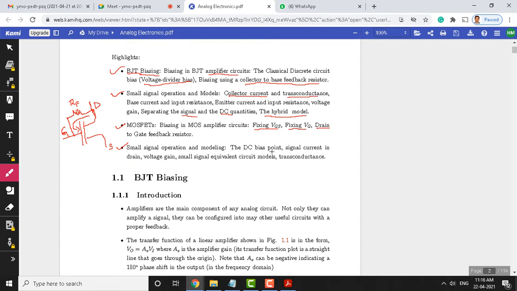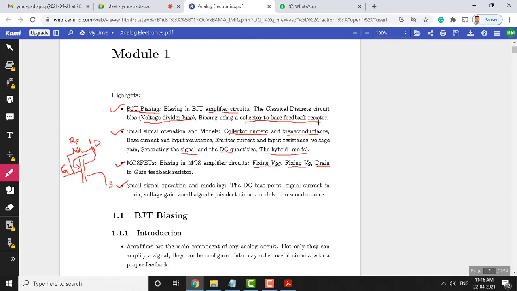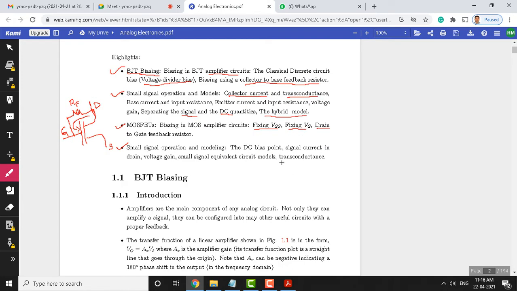So, we will discuss what the DC bias points are, signal current in drain, voltage gain, small signal equivalent circuit models, and transconductance. Though we discuss transconductance here with reference to the BJT, it is more important with reference to the MOSFET. Here we have something called 1 by beta, that is called the transconductance. Transconductance is actually measured in terms of a gain.